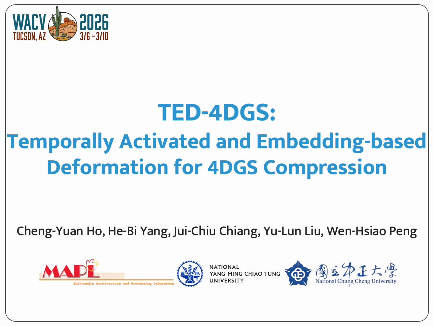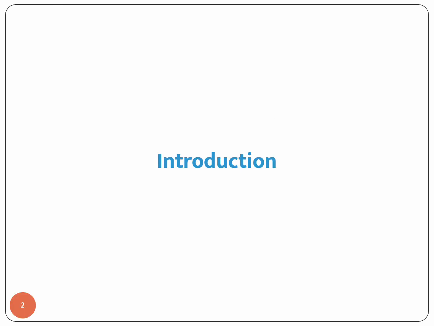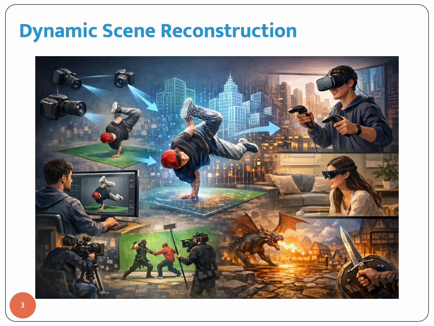In this paper, we present TED-4DGS, Temporally Activated and Embedding-based Deformation for 4DGS Compression. Reconstructing dynamic scenes from multi-view videos has long been a central challenge in 3D vision. Such a capability has potential use cases in AR, VR, 3D animation, game production, or film creation, allowing users to observe such scenes from any desired viewpoint.